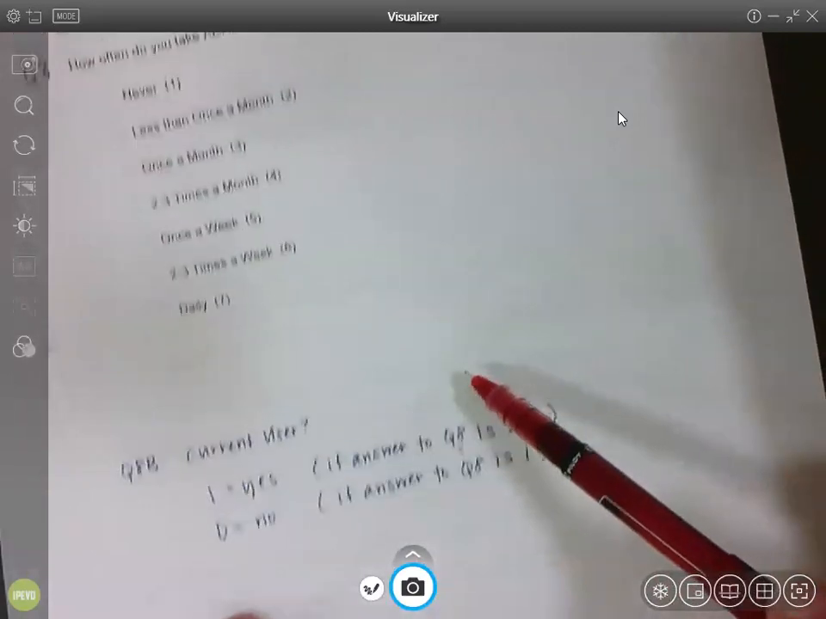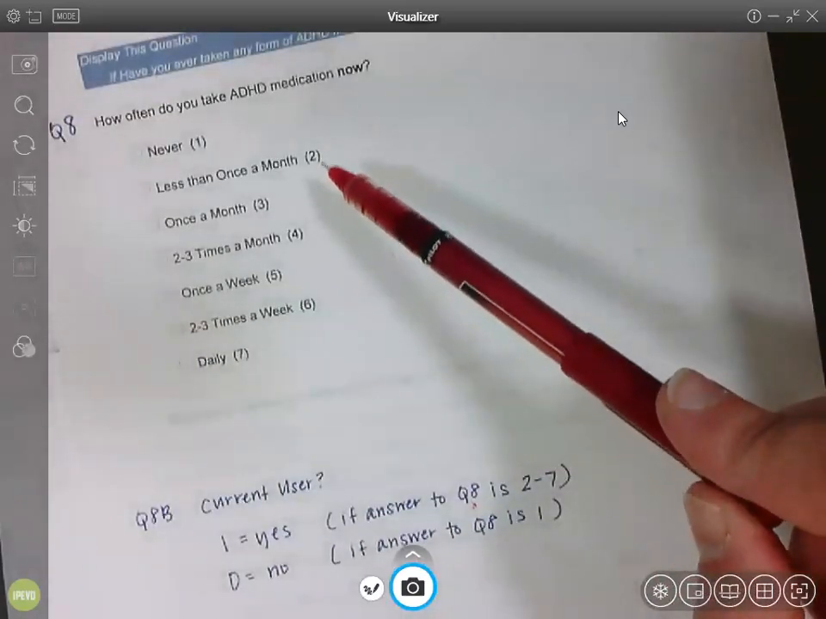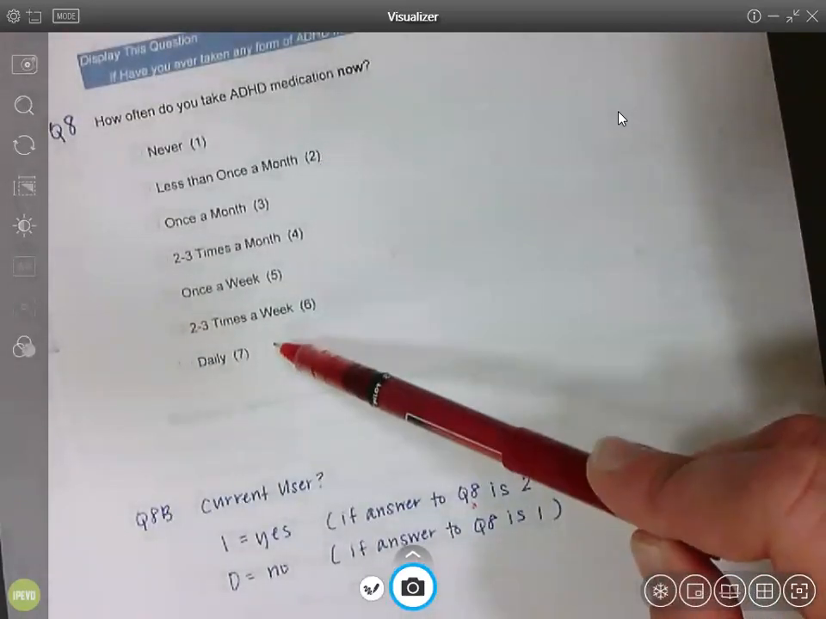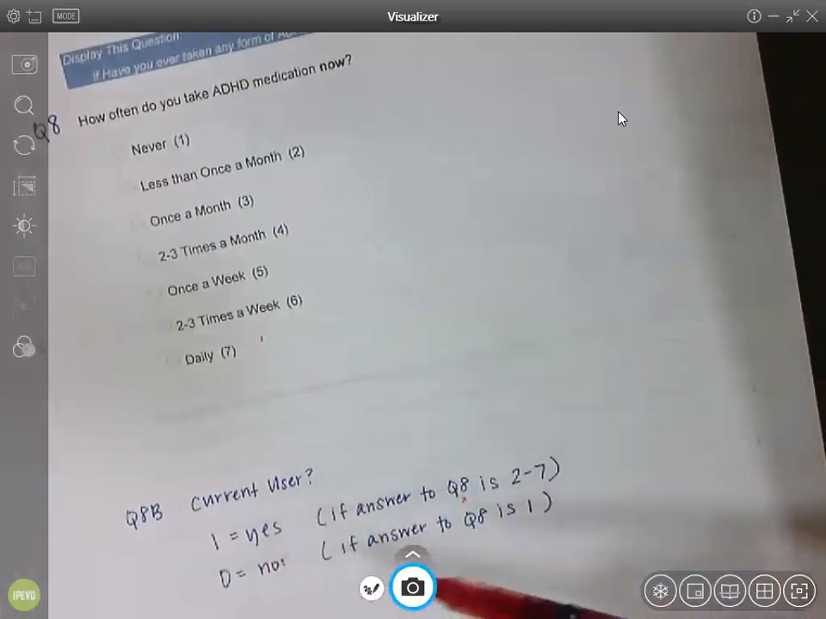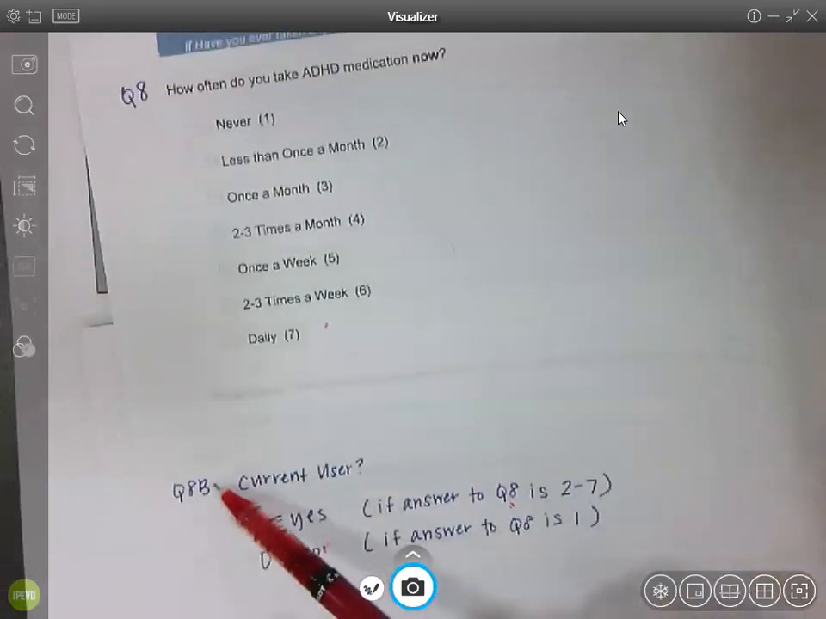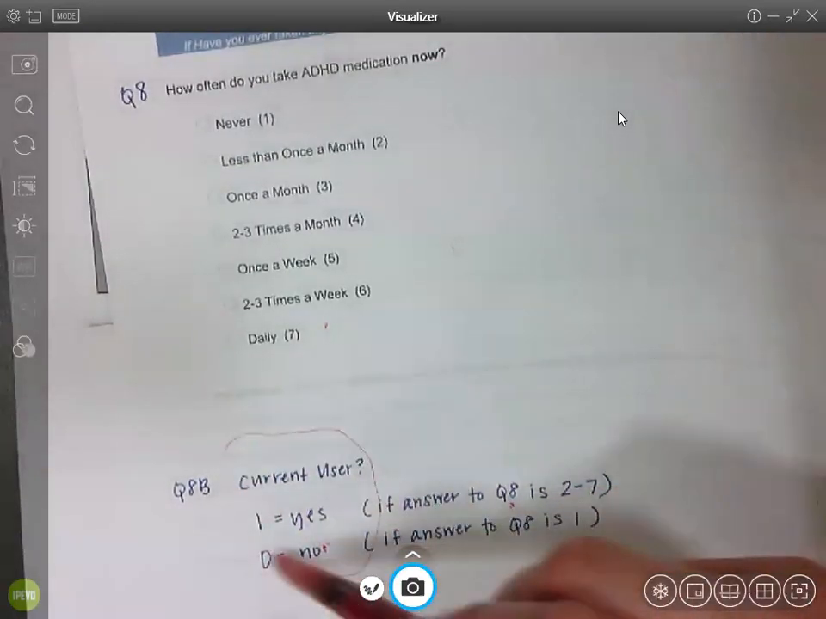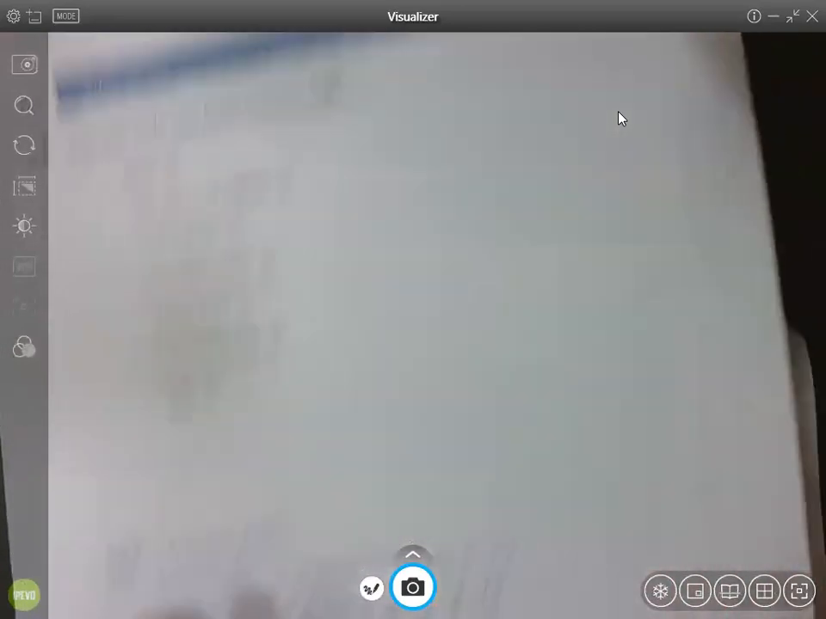So if they answered more than never, so between less than once a month and daily, they were coded as 1, a current user. If they said they never take this drug, they are coded as no, a not current user. And this is Q8B. It gets referenced all the time in the data analysis plan, so know that it's referring to this, a categorical variable.